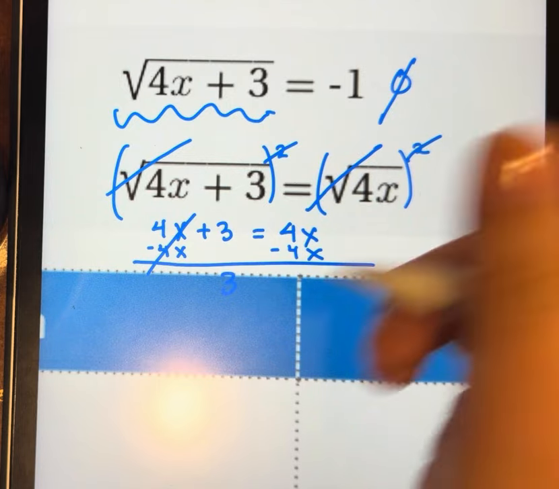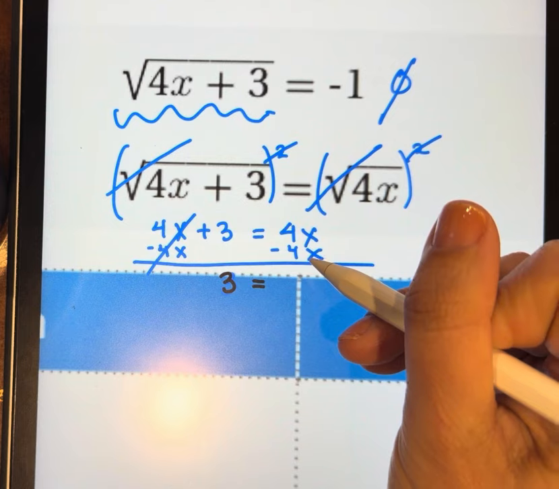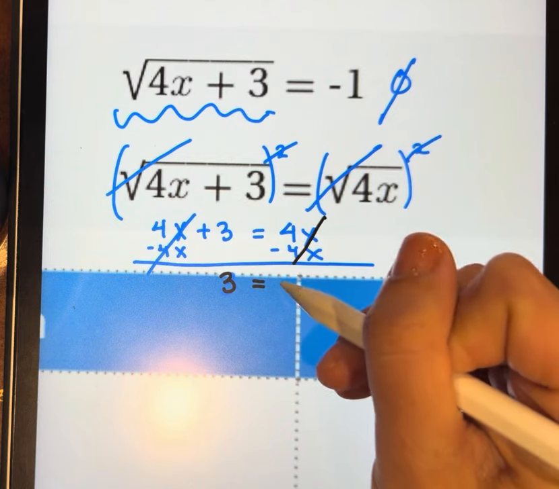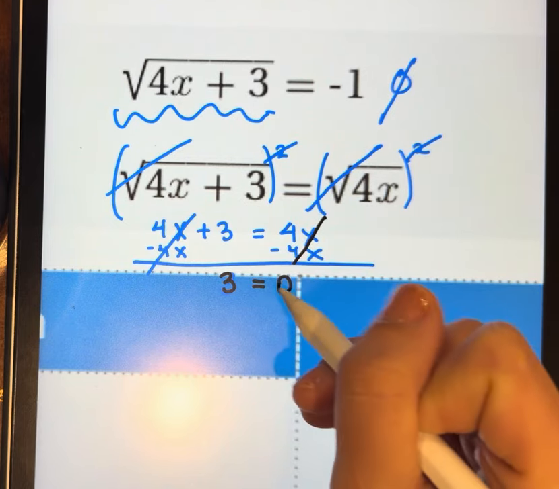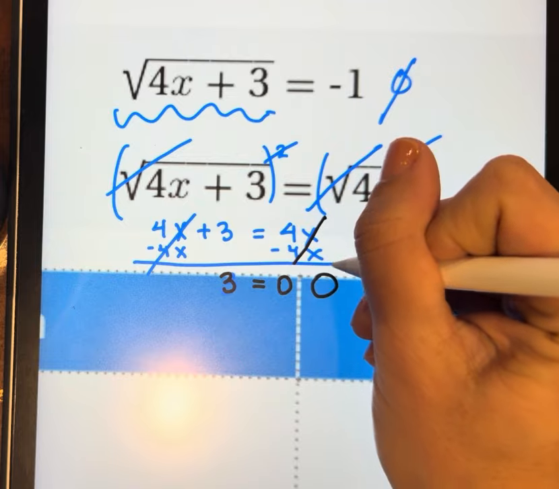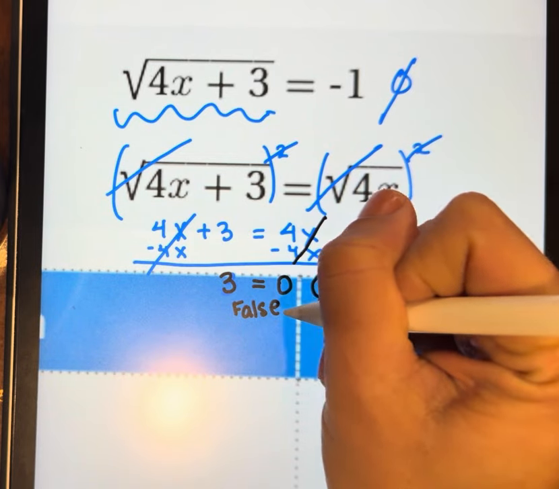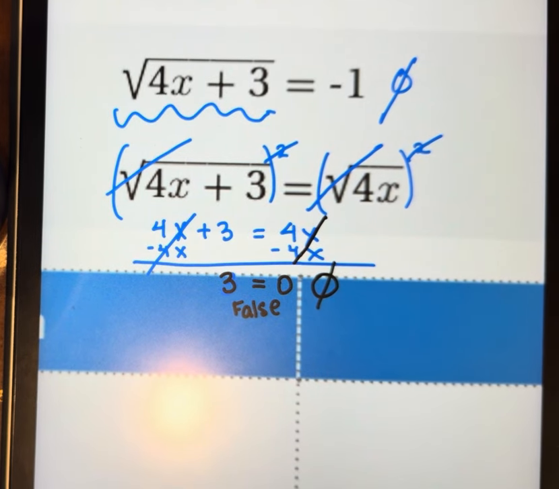We get 3 equals, and then on this side, 4x minus 4x cancels and leaves us with 0. 3 equals 0 is the algebra's way of telling you there is no solution. Okay, when there's a false statement, that's a no solution situation.